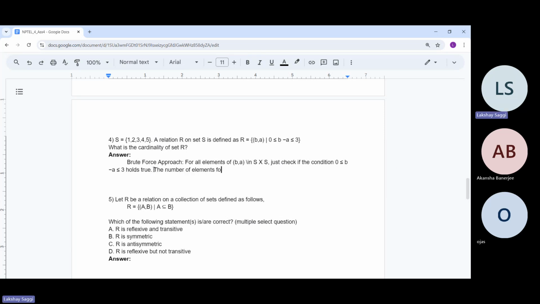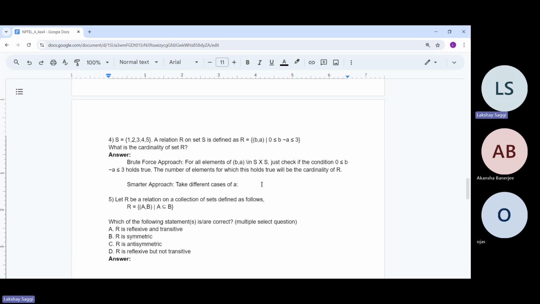So this is a brute force approach. Here we'll need to check something like 25 elements, right? For all elements, we'll need to do this checking. You can do this, but it will be a bit time consuming. So what we can do instead is employ a smarter approach. And what will be a smarter approach here? Just take different cases of A.